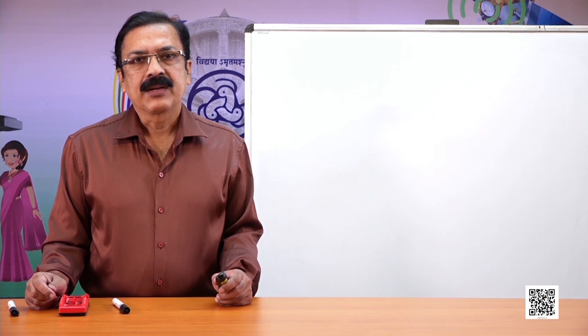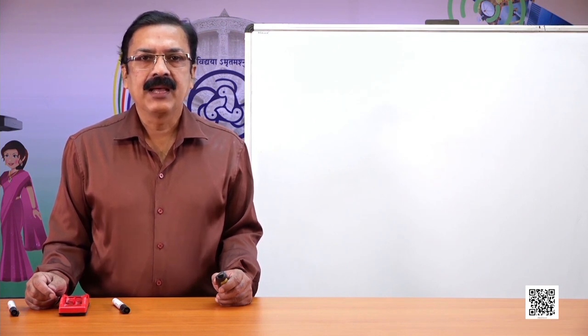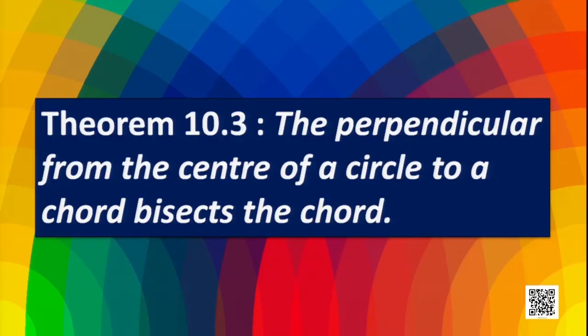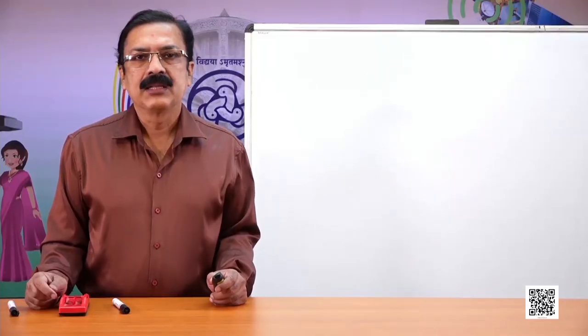This can be stated in a theorem like this. The perpendicular from the center of a circle to a chord bisects the chord. Read it again. The perpendicular from the center of a circle to a chord bisects the chord. So, what is the figure? The figure is like this.